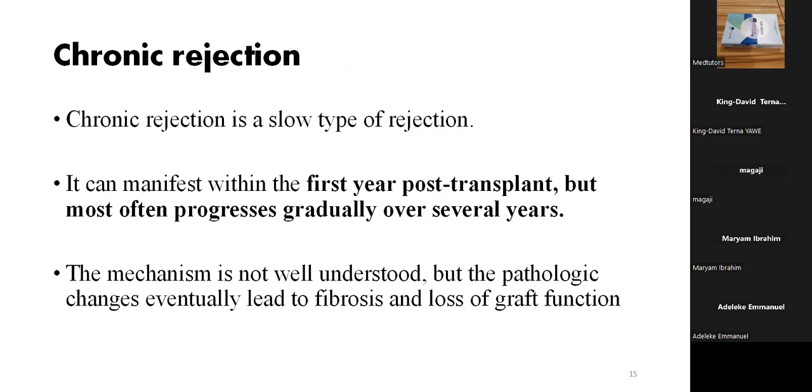The third one is chronic rejection. It is a slow type of rejection. It can manifest within the first year of transplant, but most often progresses gradually over several years. The mechanism is not well understood, however, pathologically there is evidence of fibrosis, and once the organ is fibrosed, it leads to loss of graft function.